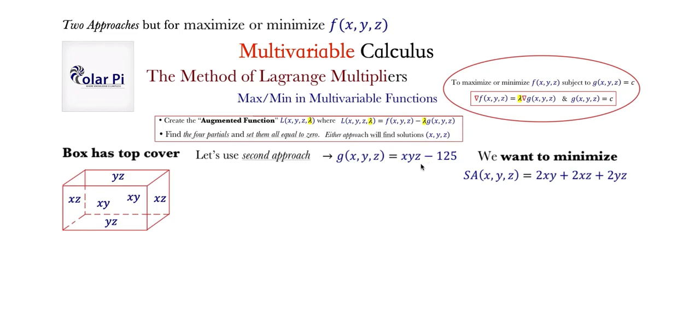Okay. I explained that sufficiently. So in the first approach, c here would be 125. That's what I'm saying. And in the second approach, there is no c. The g function is equal to 0, right? The constraint function. Yeah? Okay, cool.